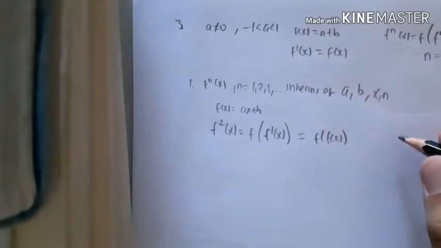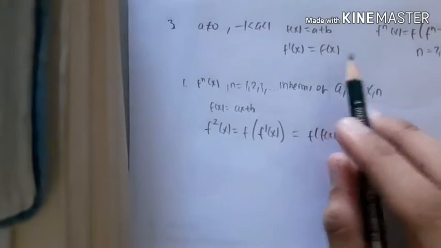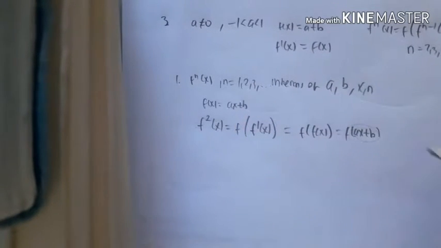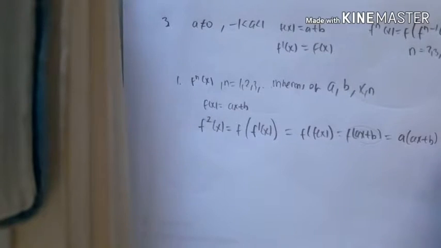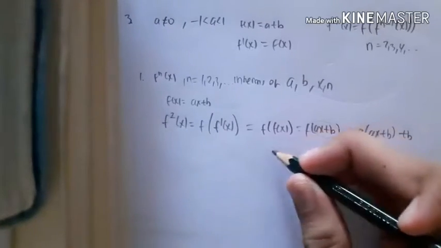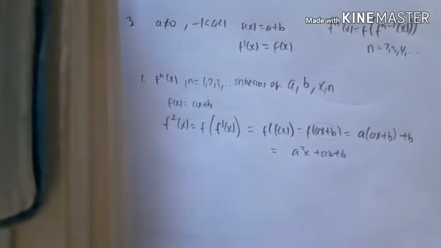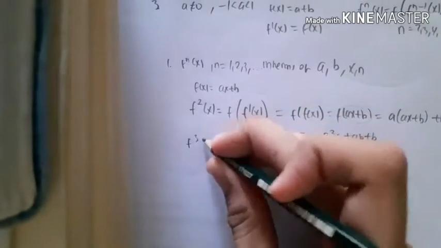And remember that f(x) is ax plus b. So we have to insert this ax plus b into the x. So this is a of ax plus b, plus b. And this is equal to a squared x plus ab plus b. Okay, now let's continue to f to the power of 3 of x.